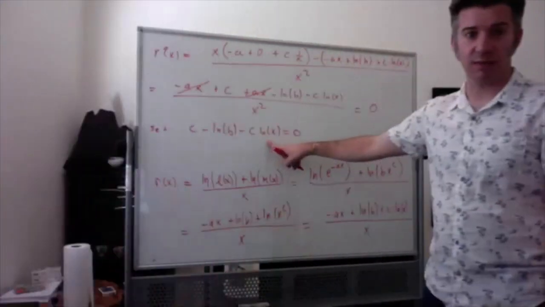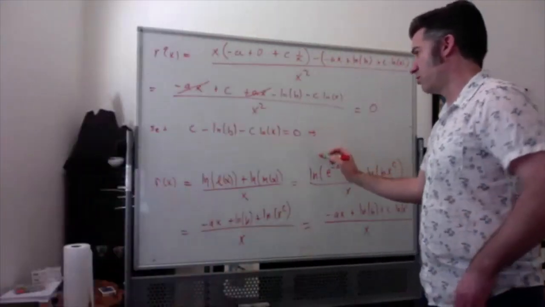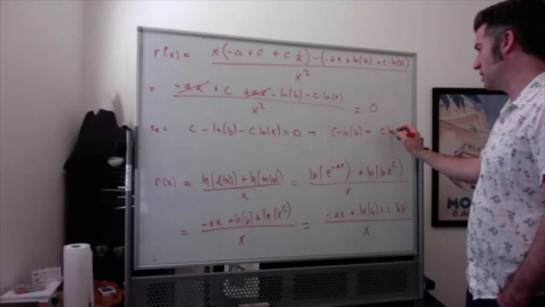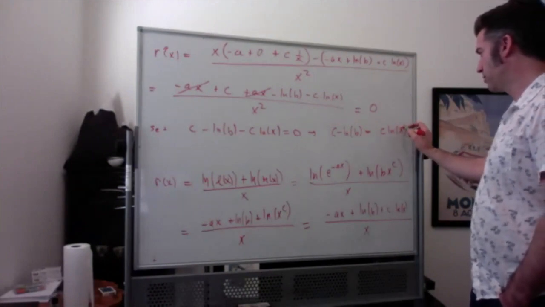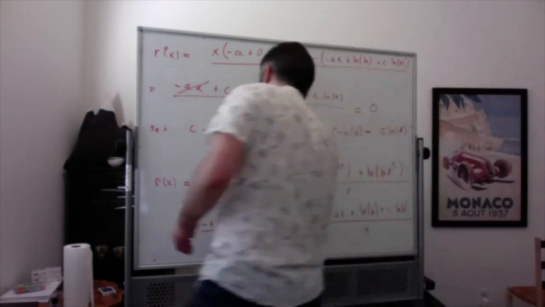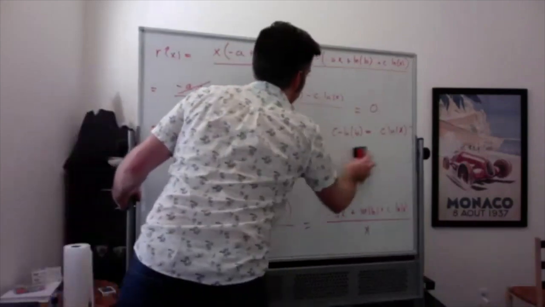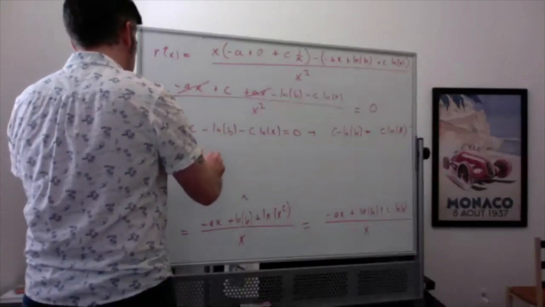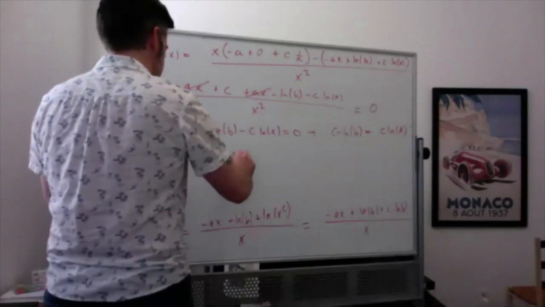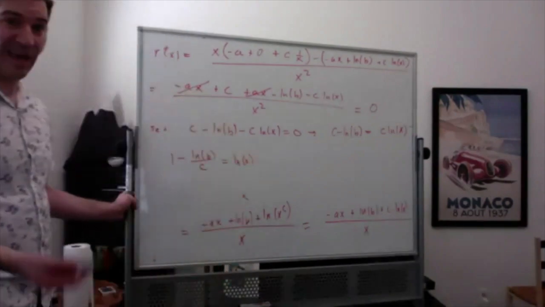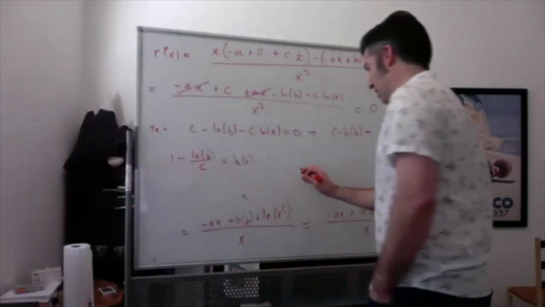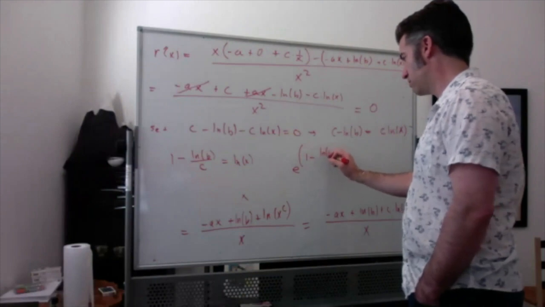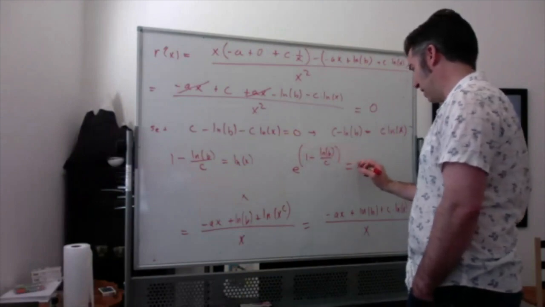I'm just going to isolate the x part. And I'm going to run out of room. So I'm going to get c minus natural log of b equal to c natural log of x. Divide both sides by c. So I get 1 minus natural log of b over c equal to the natural log of x. And then finally exponentiate both sides. So that e to the all of this equals x.